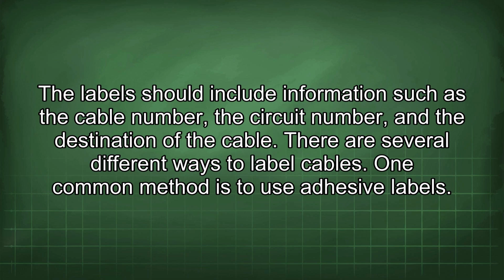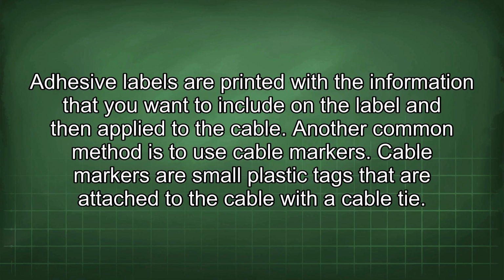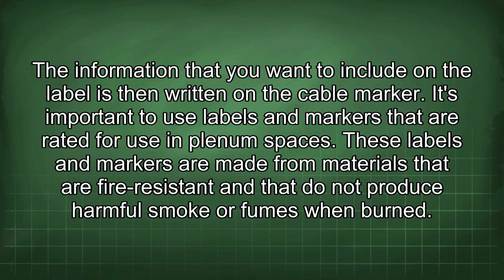There are several different ways to label cables. One common method is to use adhesive labels. Adhesive labels are printed with the information that you want to include in the label and then applied to the cable. Another common method is to use cable markers. Cable markers are small plastic tags that are attached to the cable with a cable tie. The information that you want to include on the label is then written on the cable marker.